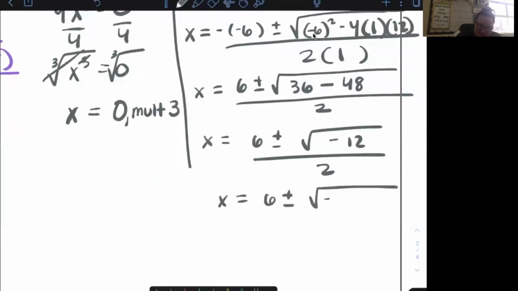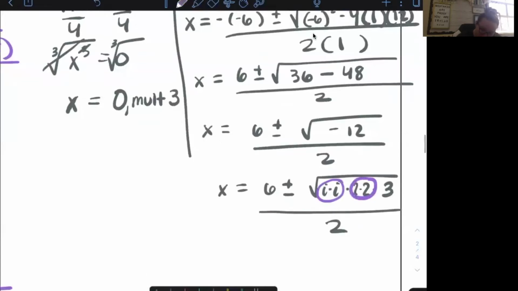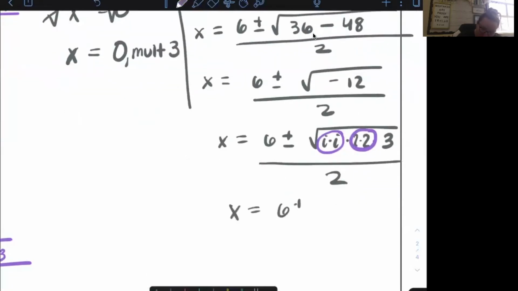So negative 12 is negative 1 times 12. And to save room, I'm going to do all of this in the same step, so bear with me. I'm going to replace negative 1 with i squared. I'm going to replace 12 with 4 times 3. I'm going to replace 4 with 2 times 2. i squared can get broken down to i times i. So I've got a group of 2 i's, a group of 2 2's. I can actually bring out 2i root 3 over 2.